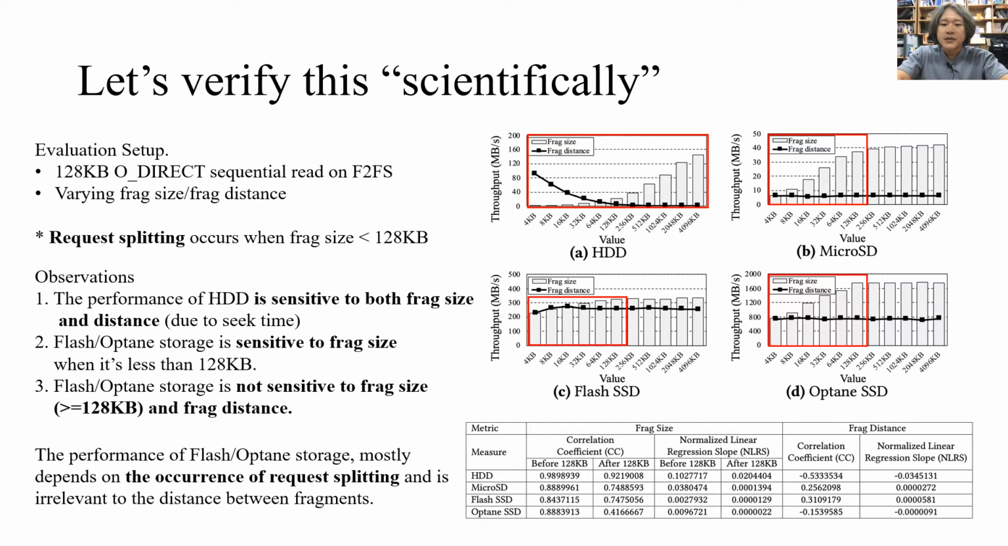On the other hand, neither flash nor Optane storage is sensitive to frag distance because they do not have seek time. Instead, they are sensitive to frag size until the frag size becomes the request size. After that, the performance gain gets smaller. This means request splitting is critical to the performance of modern storage devices. From these experiments, we can guess that the performance of modern storage devices mostly depends on the occurrence of request splitting and is irrelevant to the distance between fragments.